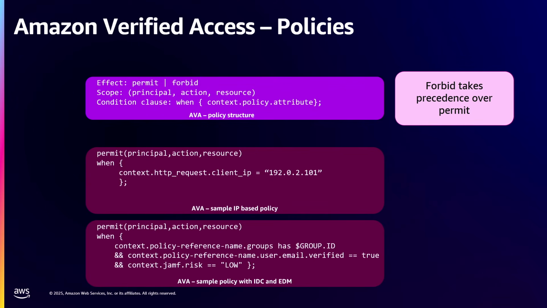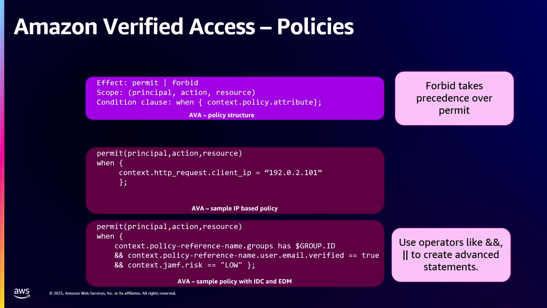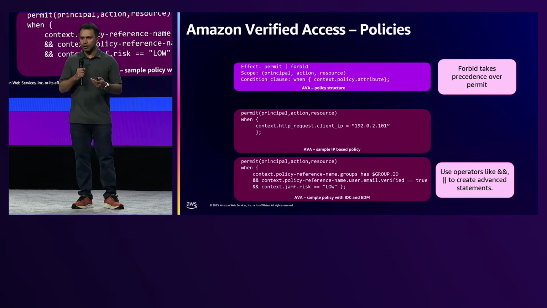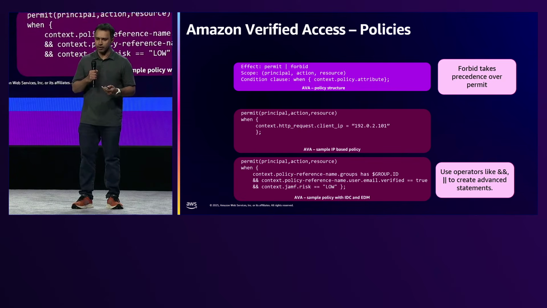And on top of that, also ensure that the user's Jamf risk profile is low. So the net takeaway here is you can use operators like and or to create really advanced and involved statements. Now, AVA allows you to create and attach these policies on a per application basis, but as the number of your applications grow on AVA, it might become a little cumbersome to manage all those policies.